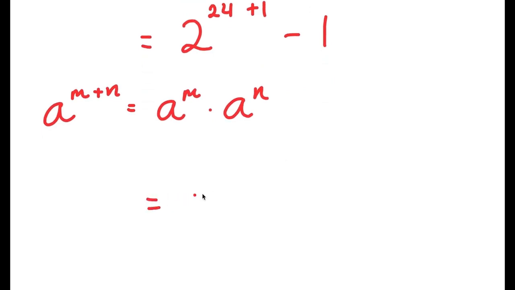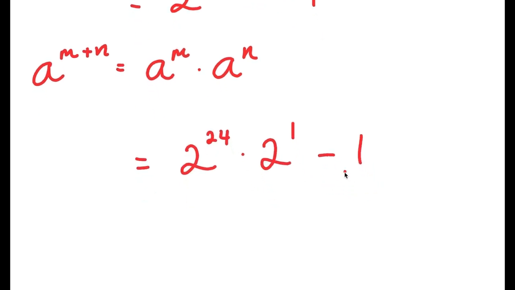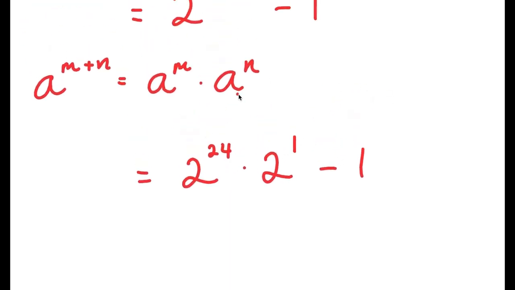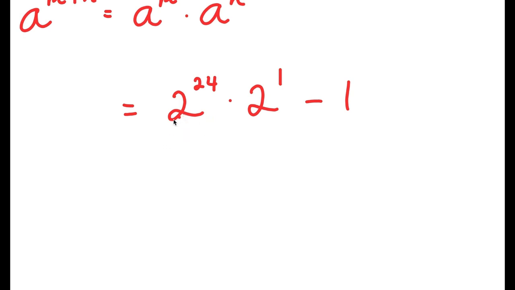So 2 to the power of 24 plus 1 is going to equal 2 to the power of 24 times 2 to the power of 1 minus 1. Now basically our goal throughout this video is to change our values to be as small as possible, so then at the end we can do whatever we need to do with them to get our final result. So 2 to the power of 24, how do we simplify this and make it even smaller?